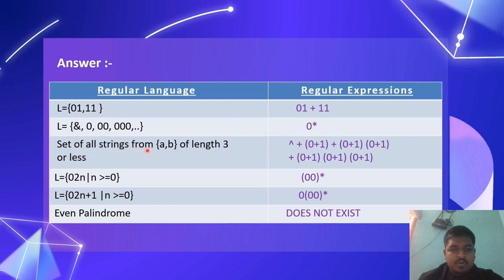Set of all strings from A, B of length 3 or less: the regular expression is like that. For this language, the regular expression is 00 Kleene star. For the language L equals 0^2n where n is greater than or equal to 0, the regular expression is 00 Kleene star. Even palindrome does not exist.